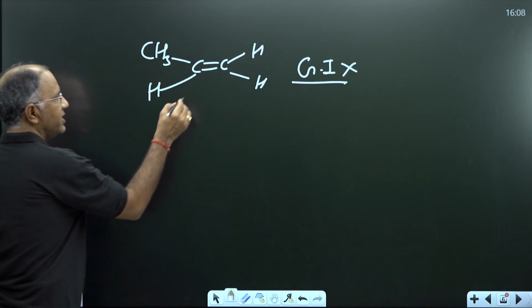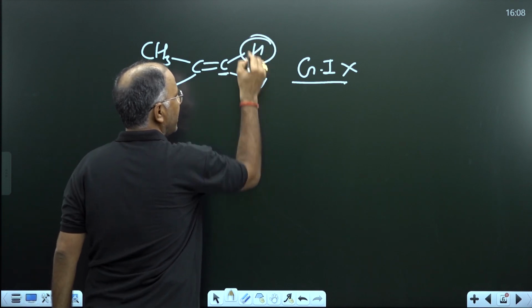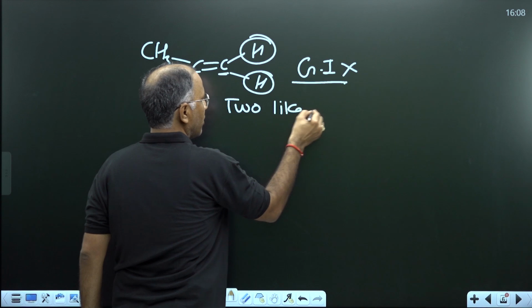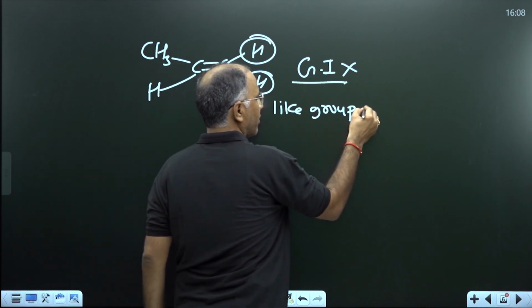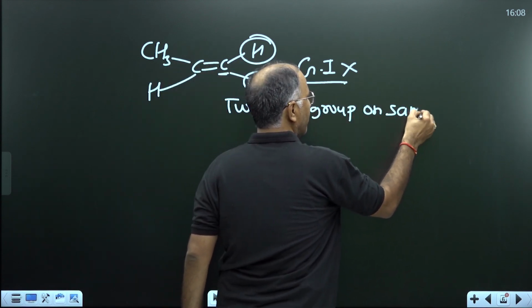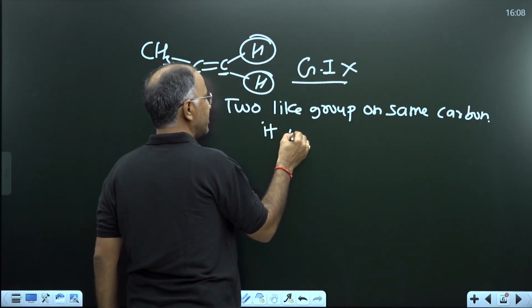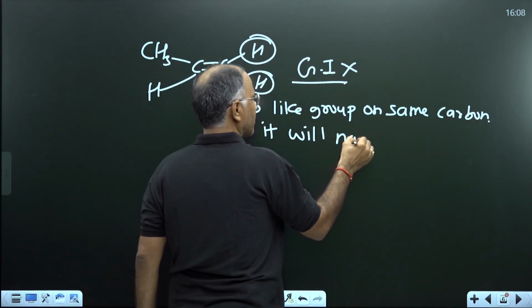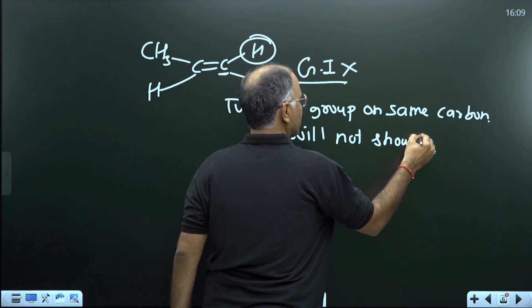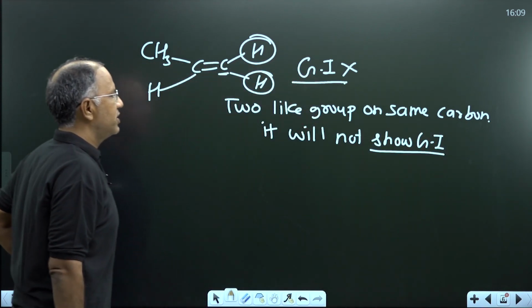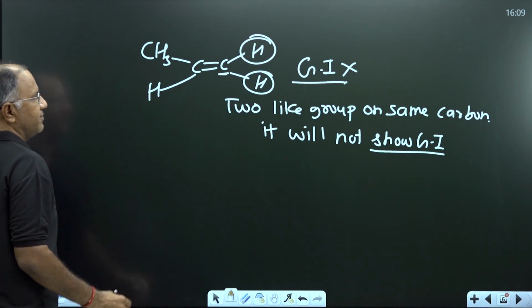This means if there are two like groups on the same carbon, it will not show GI. Got it? Two like groups on the same carbon will not show GI.